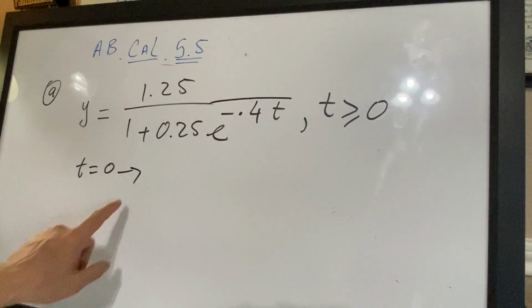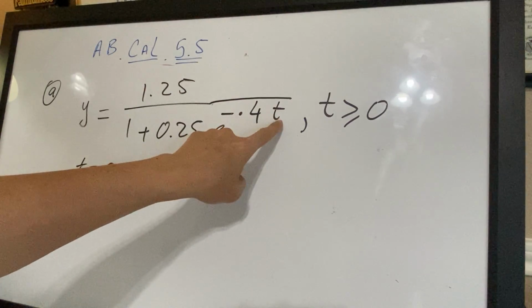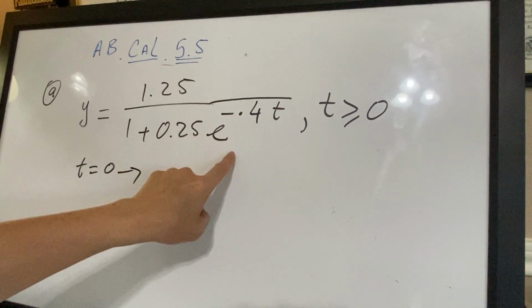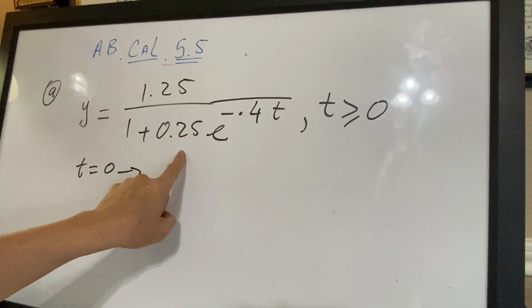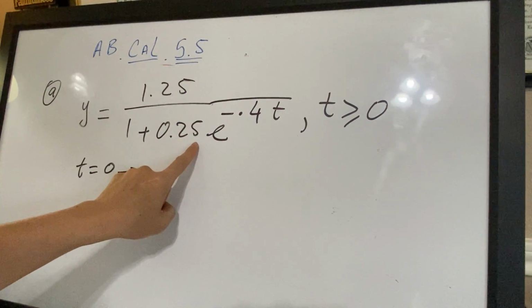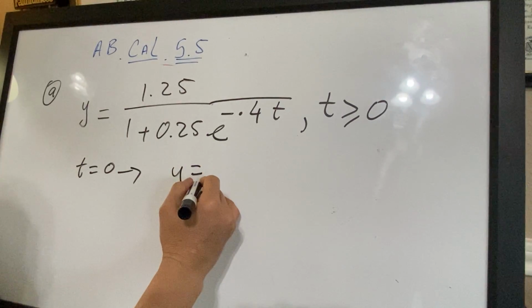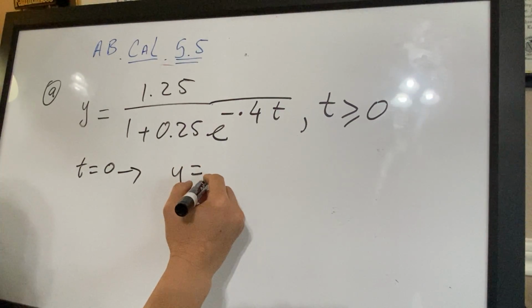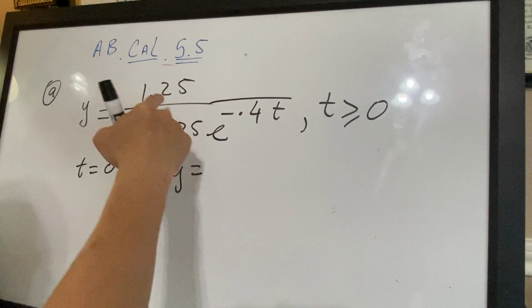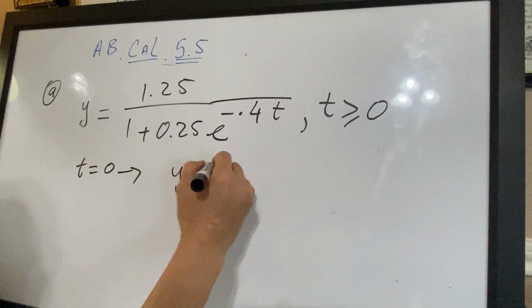Okay, you guys see it? When t is 0, plug it in. 0 times that gives you 0. e to the 0 is 1. 1 times that is 0.25. Plus 1, divided by that, you will get y equals what? When t is 0, you get y equals 1 over 25, or 1.